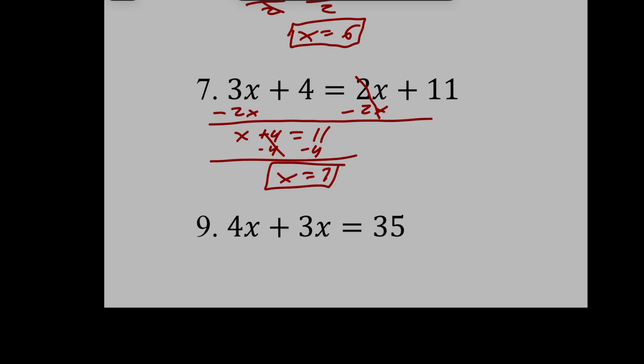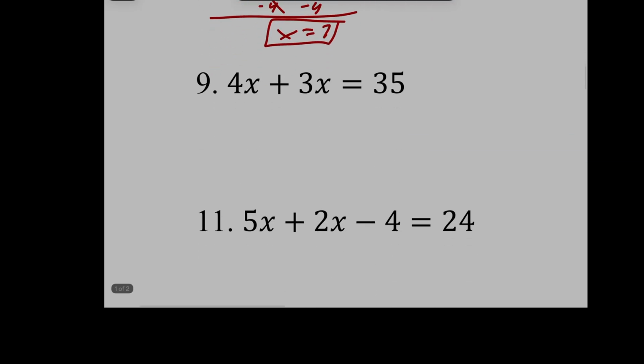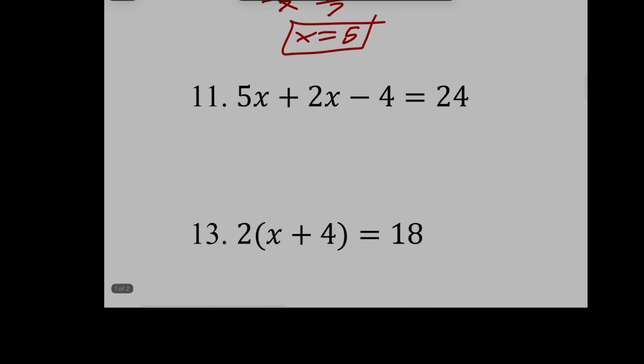Okay? Going on to number 9 here. Now, always look if you can collect like terms. And look, you can collect like terms. Don't go minus 3x minus 3x. That's one problem that I see students do. You only do that when you go over the equal sign. Well, we're not crossing the equal sign. We're on the same side. So instead, you just want to do the math. What's 4x plus 3x? 7x. Really that simple. Okay? Now you're going to divide each side by 7, and you're going to get x equals 5. All right, let's go on to number 11.